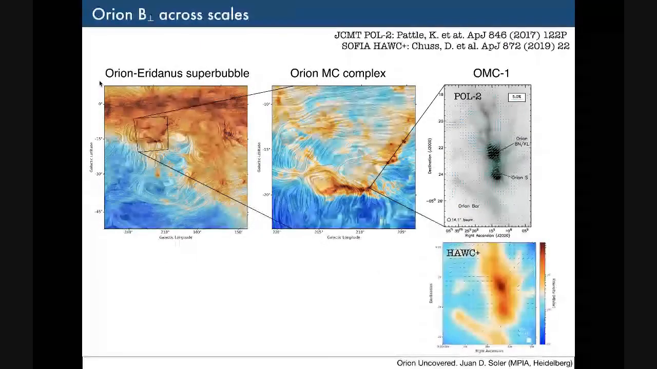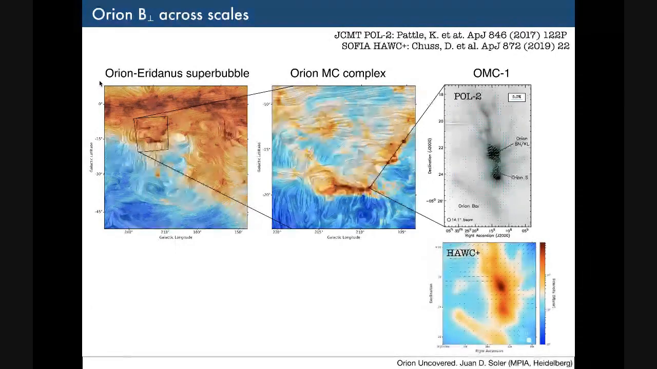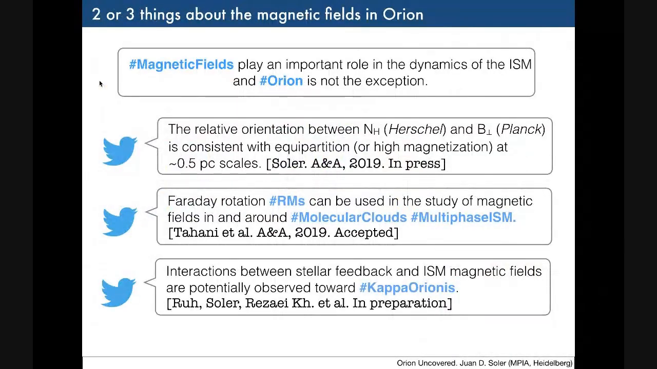So of course, this was just a small cut of what you can learn from the magnetic field in Orion. So in the larger scales, you have the Orion Eridanus superbubble. In the middle, you have the molecular cloud complex. So you see the Orion A, Orion B. In the past year, there have been amazing observations of OMC1, this region where there's lots of star formation, that have come with SOFIA and POL-2, but unfortunately, I don't have any more time to talk about those today. So I'll just leave you with my conclusions, and thank you very much again.